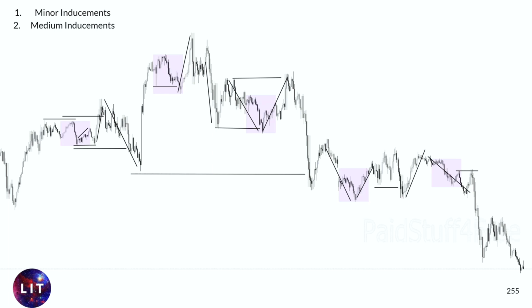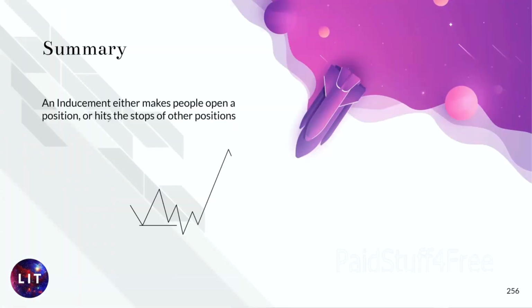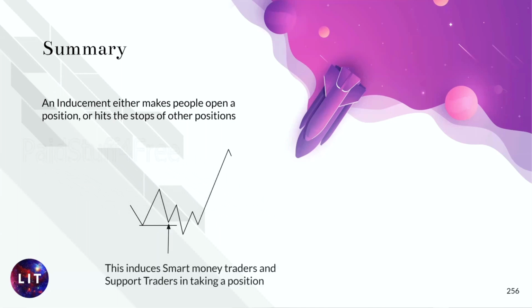So in a nutshell, what they're doing, in summary: an inducement either makes people open a position, right? Or hits the stops of other positions, right? So guess what? Like this by itself, what does it do? This little price action in here. First of all, this induces smart money traders, again with some sort of demand zone, whatever, in here, right? Again, this is the reaction, the false one.